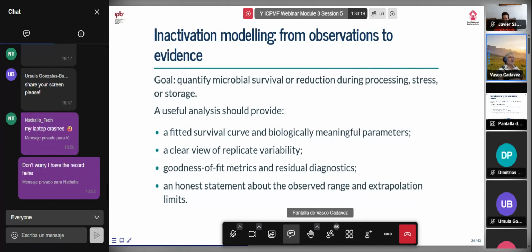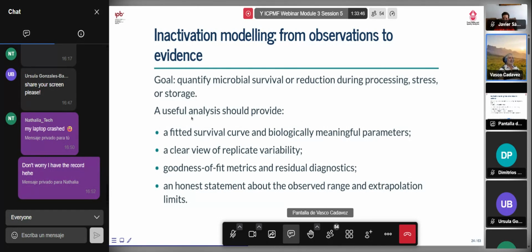In the inactivation models, we want to model the microbial survival, as Ursula explained to you, or we want to model the reduction during the processing or stress or storage. So the objective is to measure the survival or the reduction. It is the same, but with different scales.